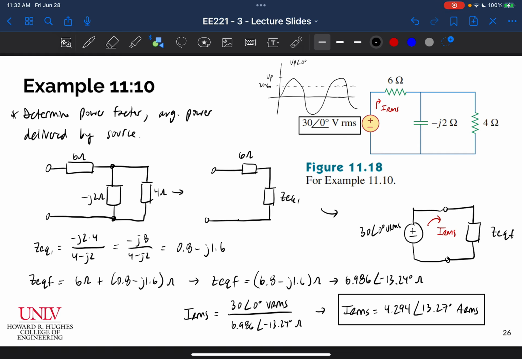So now I'm going to end this video here. In the next video, I will use the RMS current and the RMS voltage that I found to calculate my power factor and my average power delivered by the source, as the problem asks. So I'm going to end this video right here.